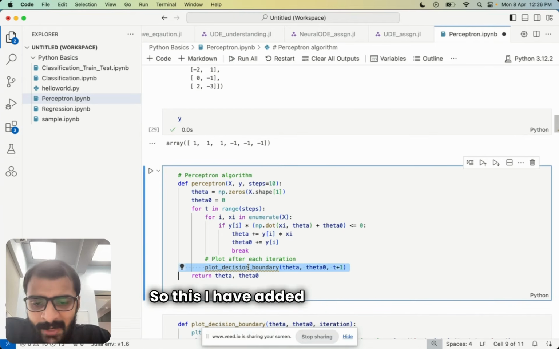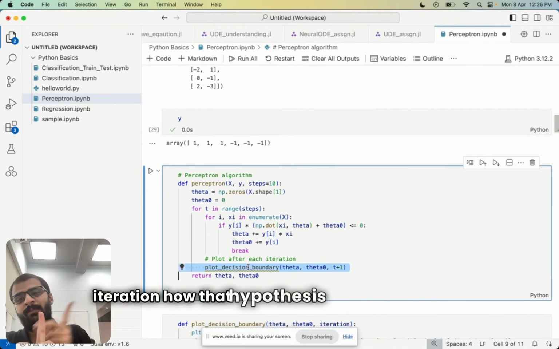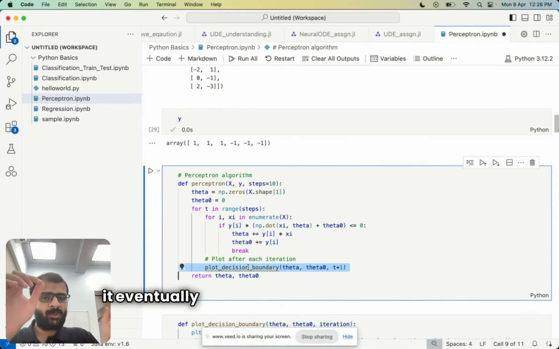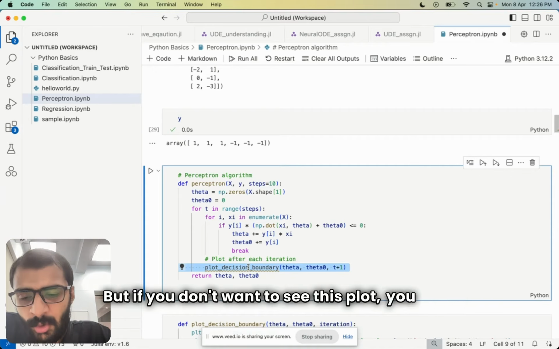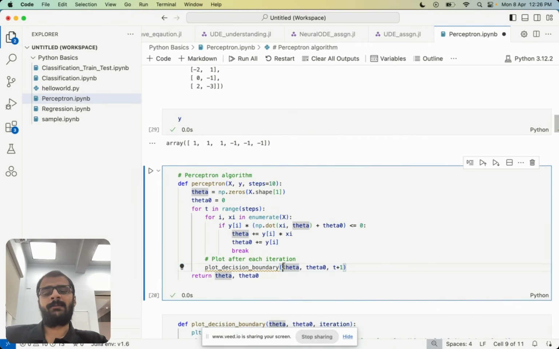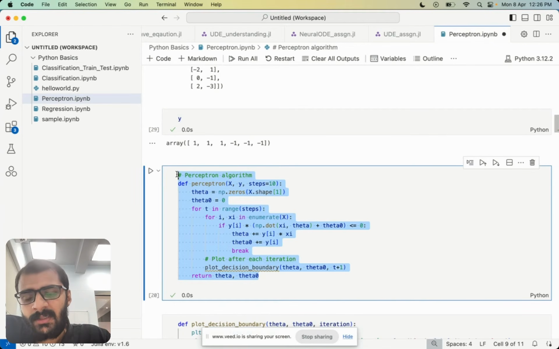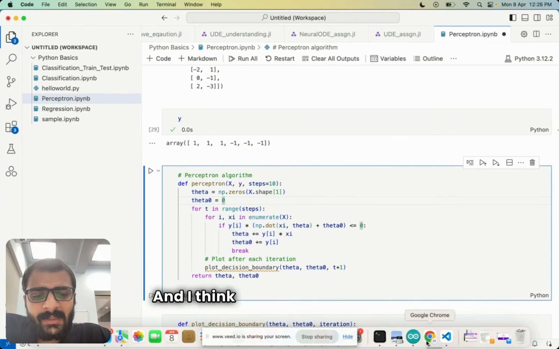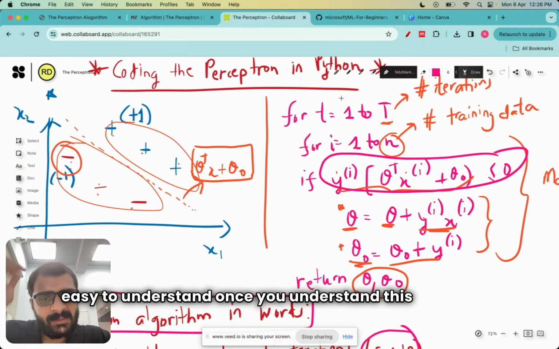So this I have added from my side because I want to show you after each iteration how that hypothesis looks like and how it eventually converges to the correct answer. But if you don't want to see this plot, you don't even need this particular line. It's just 9 lines of code, that's it. And I think this will be really very easy to understand once you understand this algorithm.